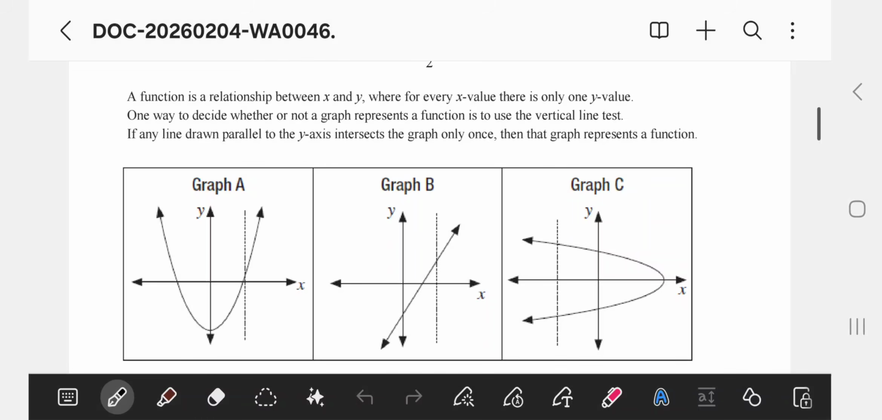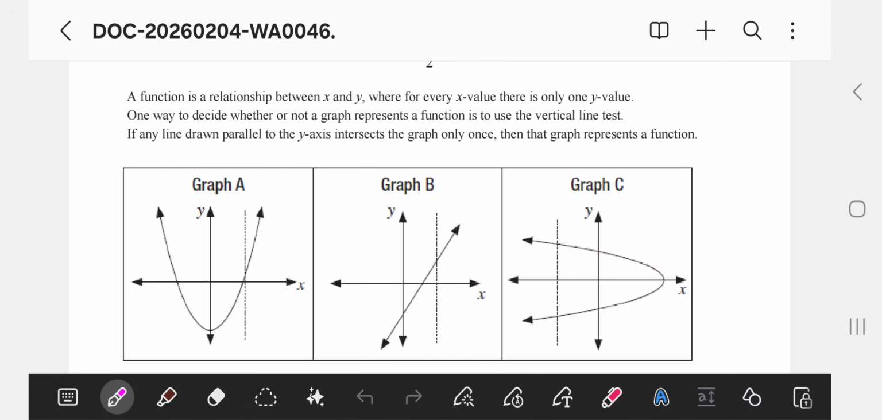Now, they give us a bit of information about what a function actually is. And it says a function is a relationship between x and y, where for every x value, there is only one y value. So you would have learned that in earlier grades as a one-to-one function, a one-to-one relationship, okay? One x value, one y value. One way to decide whether or not a graph represents a function is to use the vertical line test. So here's something important. Every expression in math can be graphed, meaning that we can draw it out. But not every graph is a function.